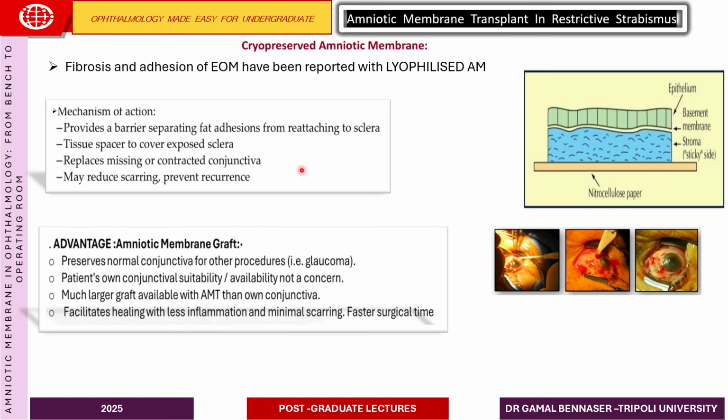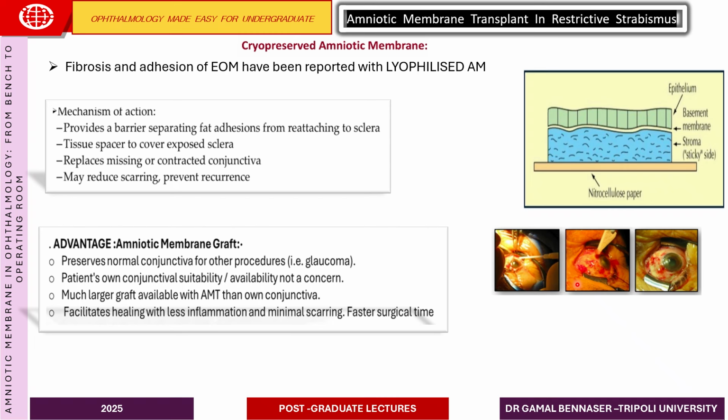And among the advantages, it facilitates healing with less inflammation and minimal scarring, so that it will help in fast recovery after the surgery. So these are some of the pictures showing how we apply the amniotic membrane during restrictive myopathy surgery.